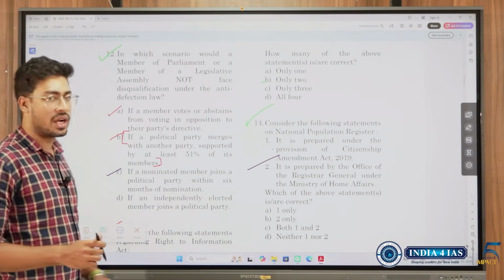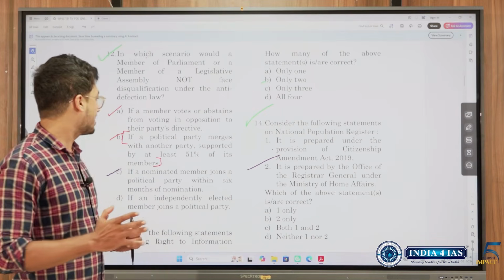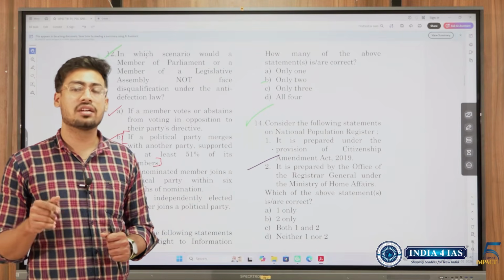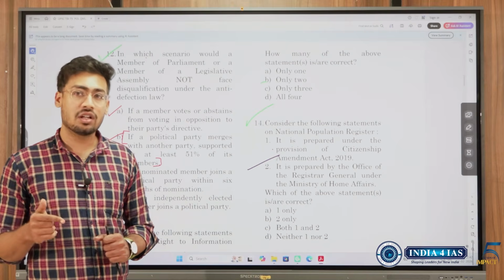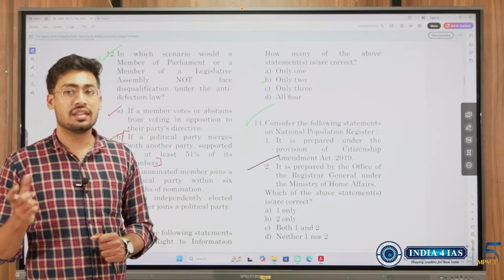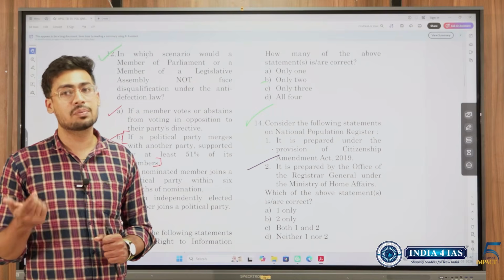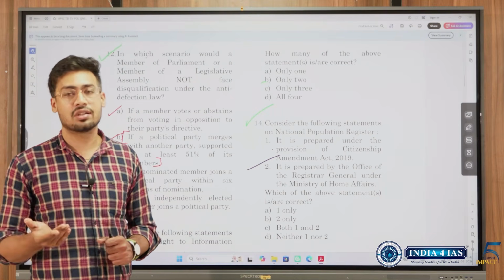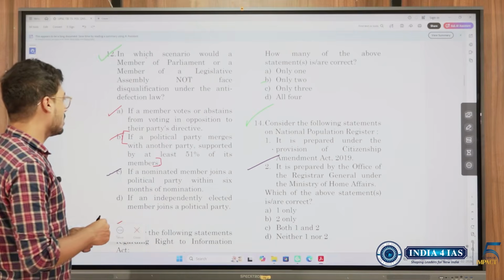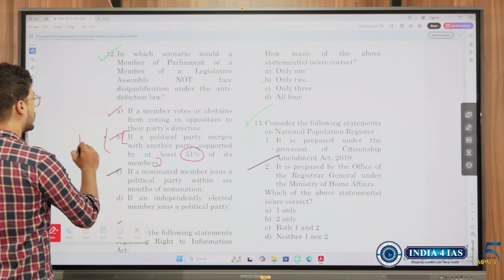to see, in case of a merger, if a political party makes a merger with another party and that merger is supported by 2/3 of its members, if 2/3 of a particular party A want to join another particular party B, then it won't result in anti-defection. Only if it's less than 2/3, then it will result in anti-defection. So they have given 51% here. So this is what I wanted you to make note of.